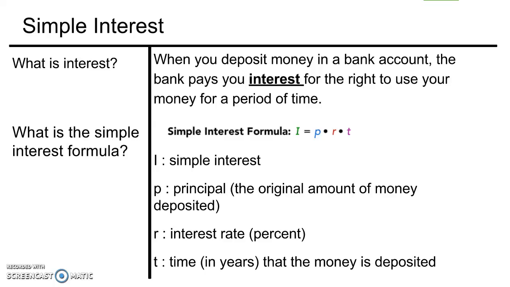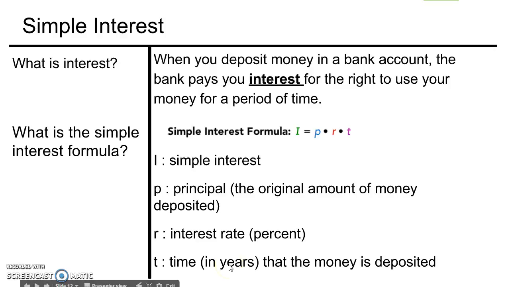Next is a separate formula. You may want to jot this down. It's been a long time since we did this. I equals P times R times T. Interest equals P, the principal. Remember, principal means the original amount of money deposited, times R, the interest rate, which is going to be a percent, but we're going to convert the percent to a decimal to plug it into our simple interest formula, times T, the time, and the time has to be in years.